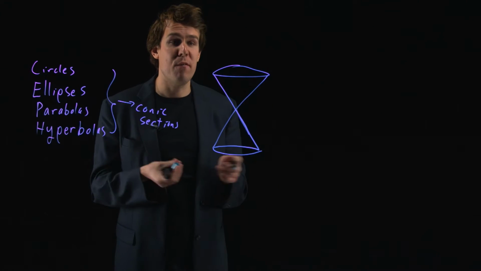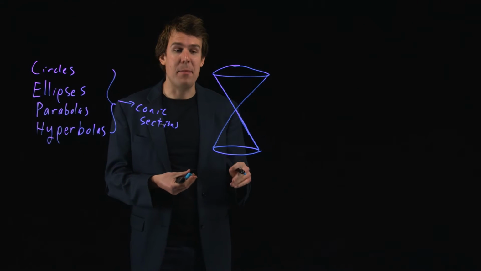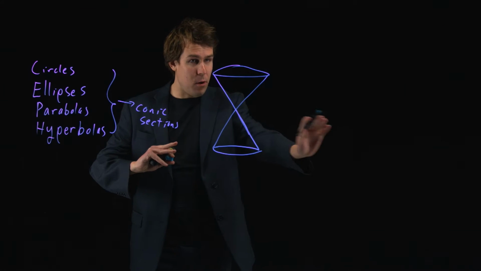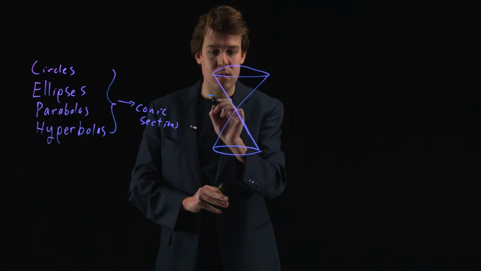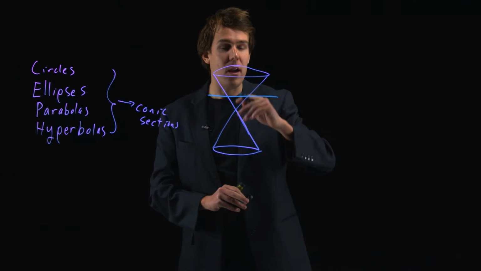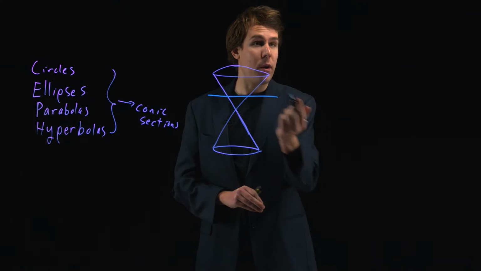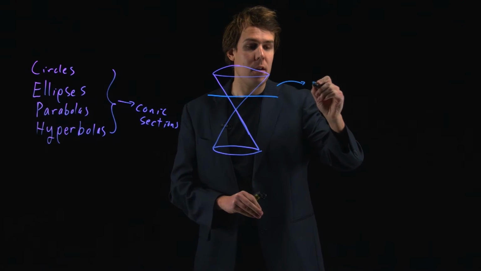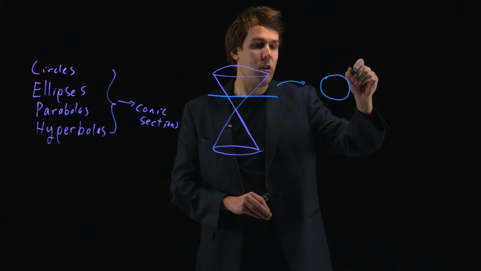So let's think about the different ways this could happen. One of the nicest things that could happen is that I slice a plane through this in a way that is perpendicular to the base, just like this. So if I slice this way, what kind of shape am I cutting out of the section? Well, it's going to cut out a circle for me. So this will generate a circle.